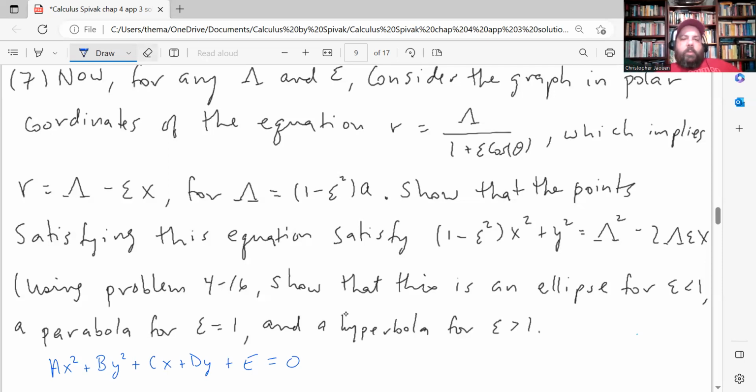So he wants us to use that fact to show that this is an ellipse if epsilon is less than 1, a parabola if epsilon is equal to 1, and a hyperbola if epsilon is greater than 1. All right, so we'll do that down below.